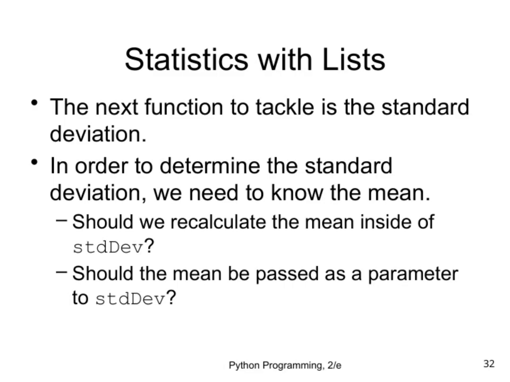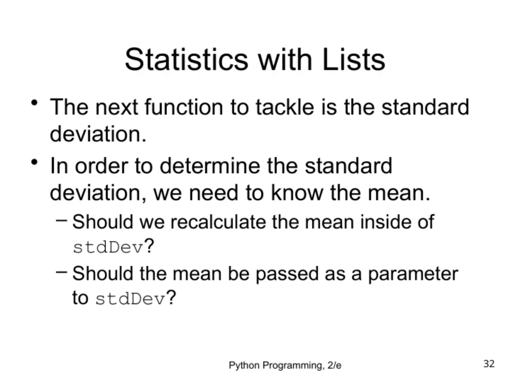Now, the next function we're going to tackle is the standard deviation. To calculate the standard deviation accurately, we first need to know the mean of our data set. This raises an important question. Should we recalculate the mean inside the std_dev function each time we call it? Or would it be better to pass the mean as a parameter? This decision impacts both the efficiency and clarity of our code.